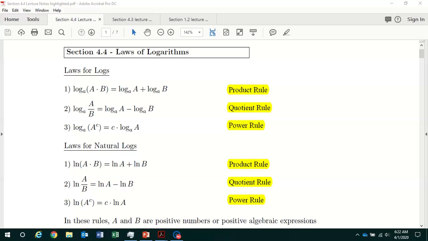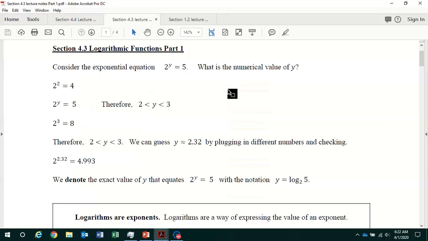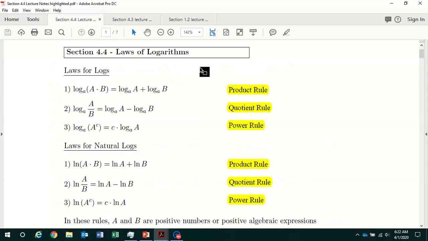All right, class. In this video, we begin our discussion in section 4.4 in your textbook on the laws of logarithms. So we're going to be building upon what we learned in the previous section about logarithmic functions, right? How logarithms are just a fancy way of expressing the value of an exponent. The good news is there are only 3 laws of logarithms that you have to know.